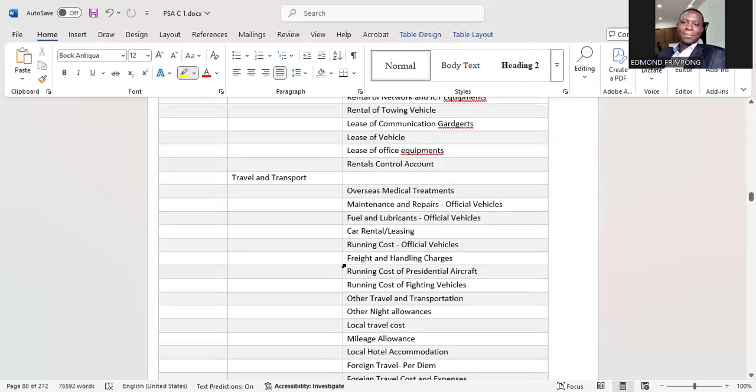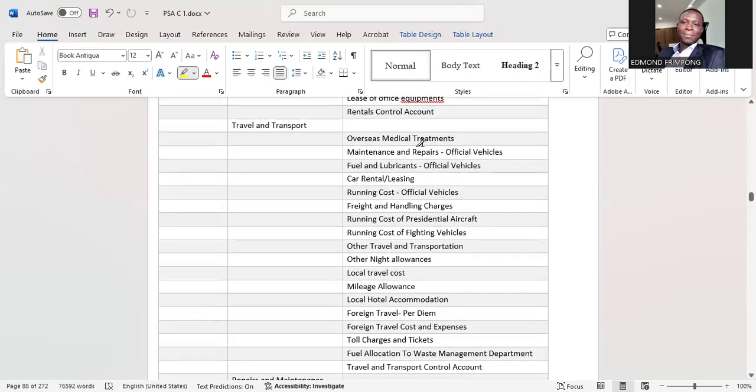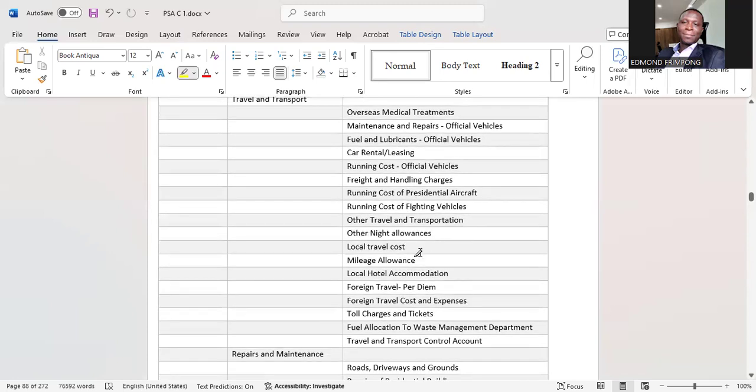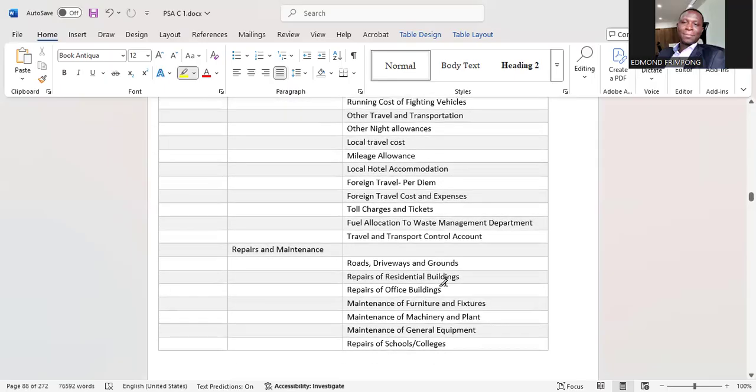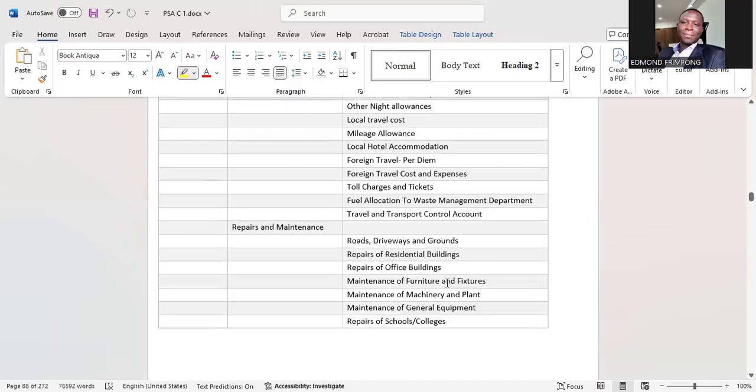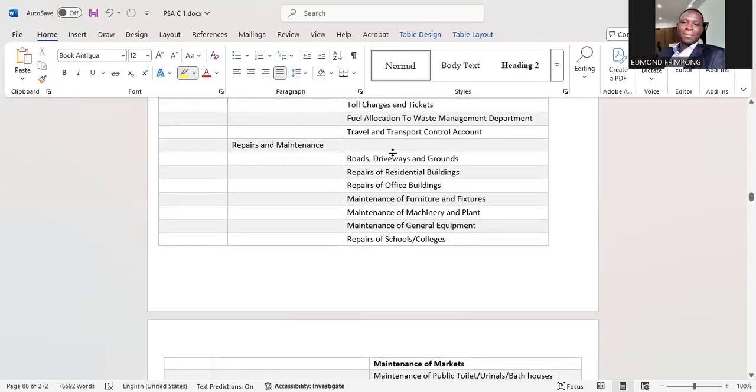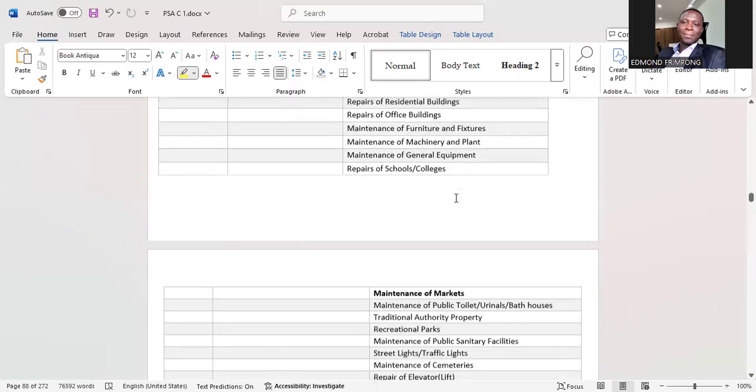Then we have transport, TNT, travel and transport, overseas medical treatment, maintenance and repairs, office vehicle, fuel and lubricant, car rental, leasing, running costs, freight and handling charges. So, a lot. Local travel costs, mileage allowance, local hotel accommodation, foreign travel per diem. All these are transport or TNT expenditure, which come under use of goods and services. Then we have repairs and maintenance itself. Any form of repairs and maintenance, whether on machinery and plants, schools and colleges, furniture and fixtures, or office building, any form comes under use of goods and services.